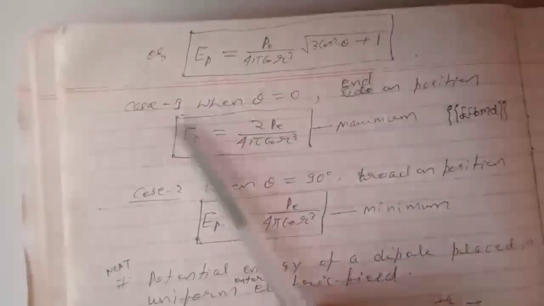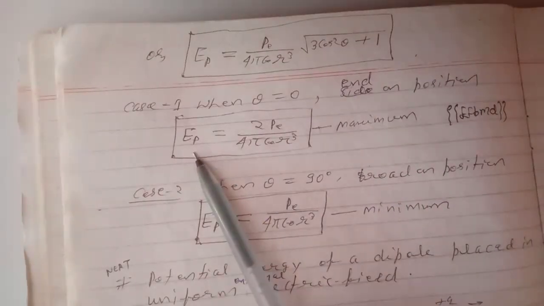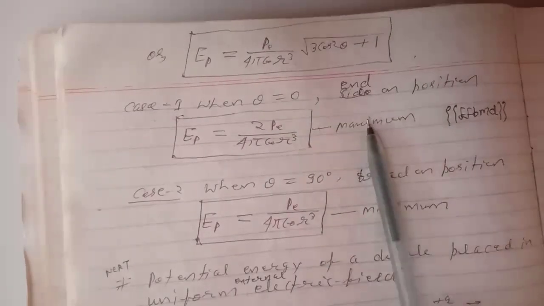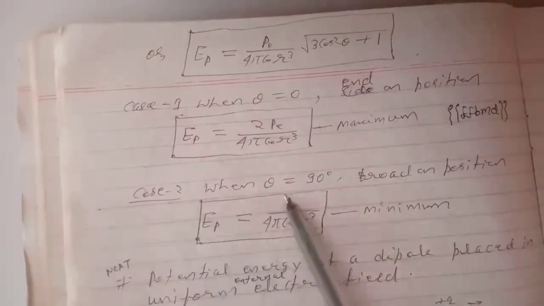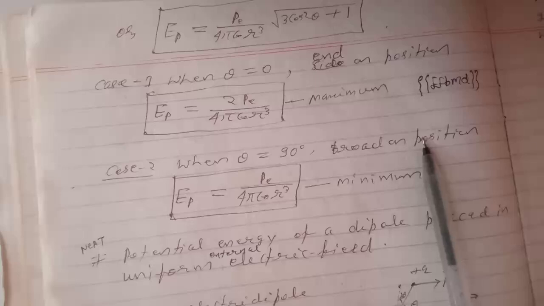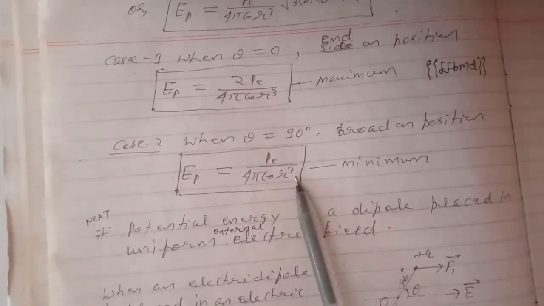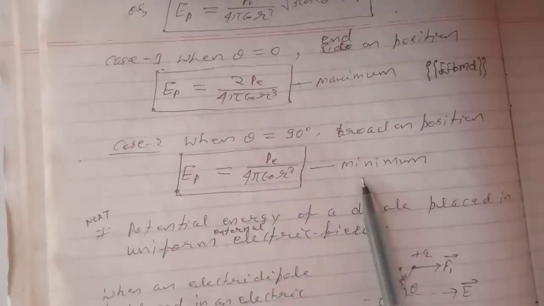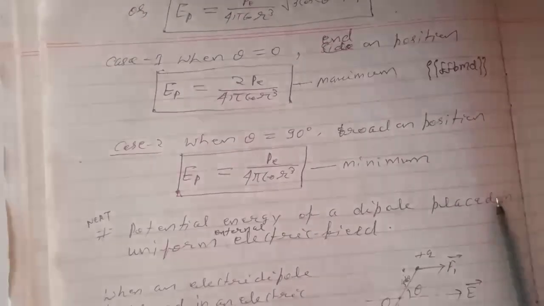Now case 1, when θ equals 0, that is the end-on position, E_p will be equal to 2p by 4πε₀ r cube, and this is the maximum value of electric field due to the dipole at a distance r. And case 2, when θ equals 90 degrees, the broadside-on position, we have electric field E_p equal to p by 4πε₀ r cube, and this value is minimum. So the field due to a dipole is minimum in the broadside-on position and maximum in the end-on position.